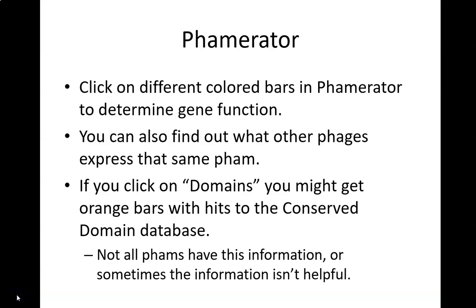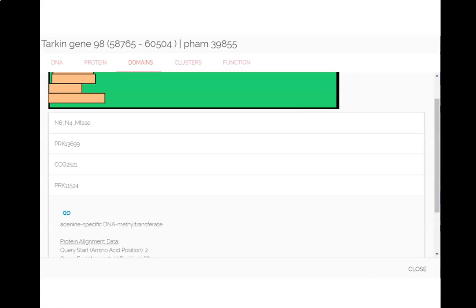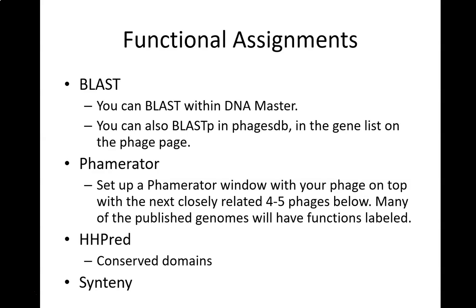So again, using the domain function in Famirator, you could get hits to the conserved domain database, and that can be helpful. Here's an example with another phage we were working with earlier. We called this function correctly as a DNA methyltransferase, but if we look at these domains, we found that we have some additional information. It's an adenine-specific DNA methyltransferase, so it can give you additional information. So BLAST can help us, Famirator can help us, and of course there's HHpred, where we're looking for conserved domains.